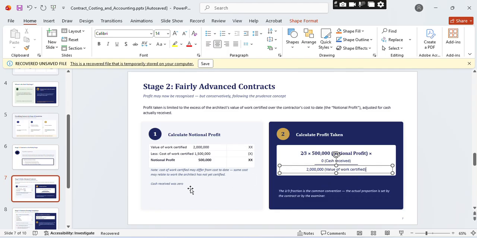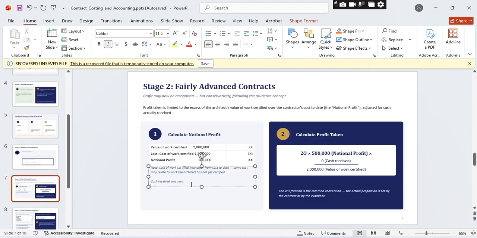That will give us 333,333. So at the end of the day, what we are saying is that when we're done with this computation, out of the 500,000, the profit to be taken is 333,333. So this is 333,333 as the profit to be taken in this contract.